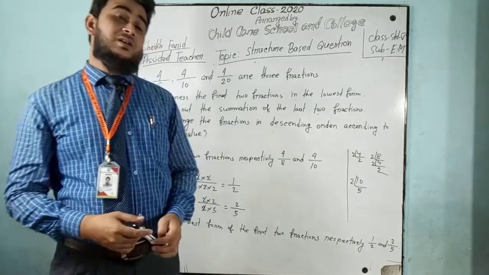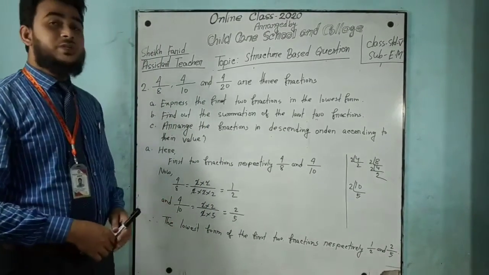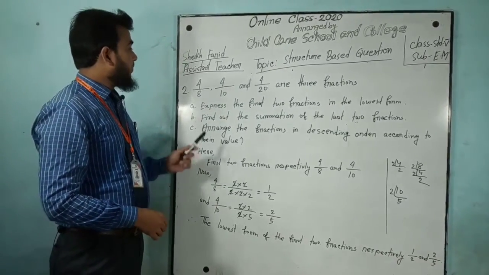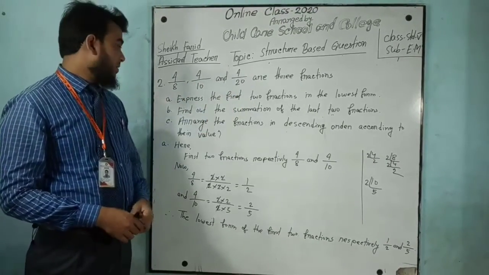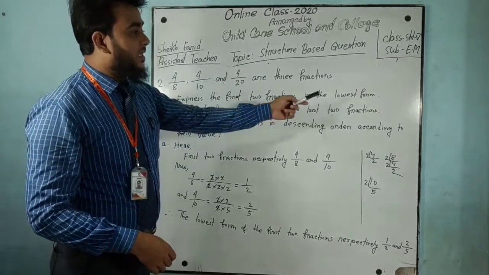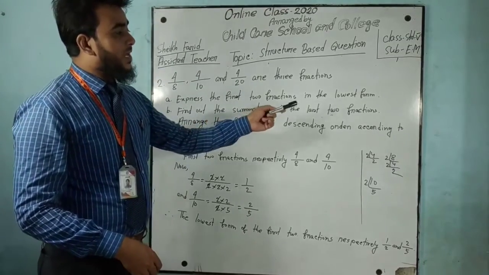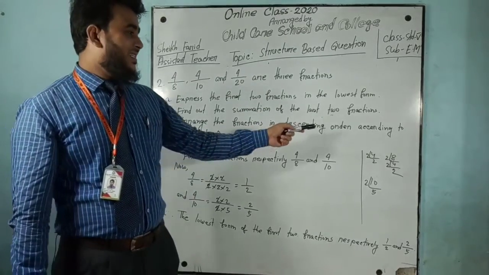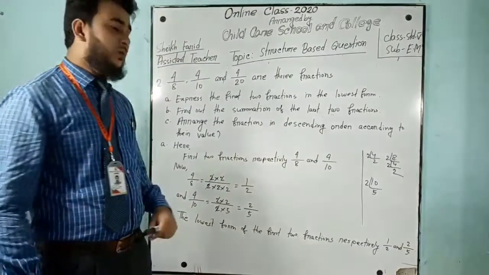Okay, dear learners, now we are going to discuss another structure-based question. Everyone, at first look at the board. Here I have written the question. 4 by 8, 4 by 10 and 4 by 20 are three fractions. Here there are three questions. A: Express the first two fractions in the lowest form. Question B: Find out the summation of the last two fractions. Question C: Arrange the fractions in descending order, I mean greater to smaller according to their value.